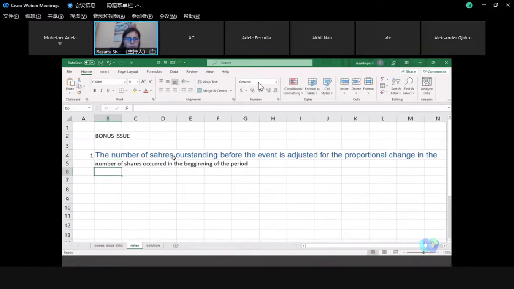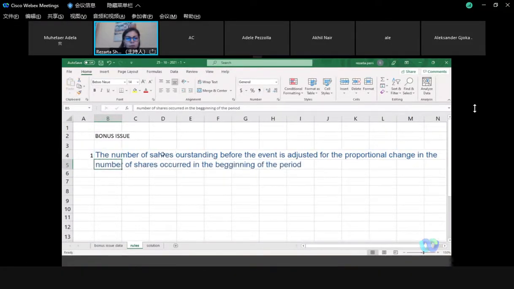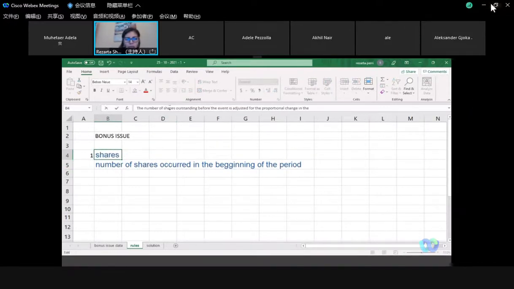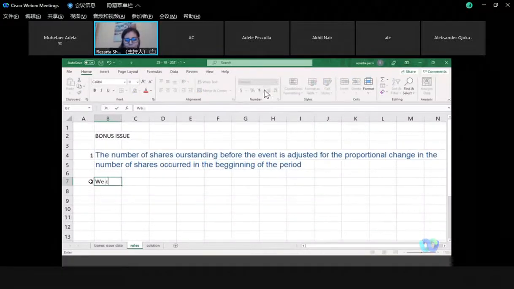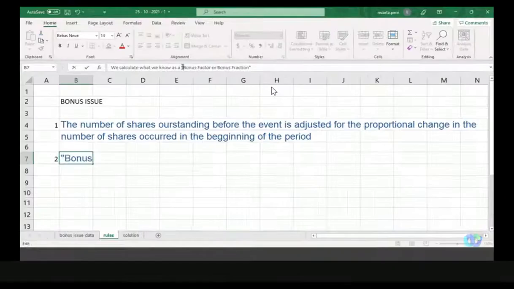One of the first rules that we need to remind ourselves of is that we have to recalculate or regulate the number of shares. We calculate what we know as a bonus factor, that helps us not only to correctly calculate the number of average shares for the previous period, but also to be able to restate the amount of the earnings per share for the previous period.